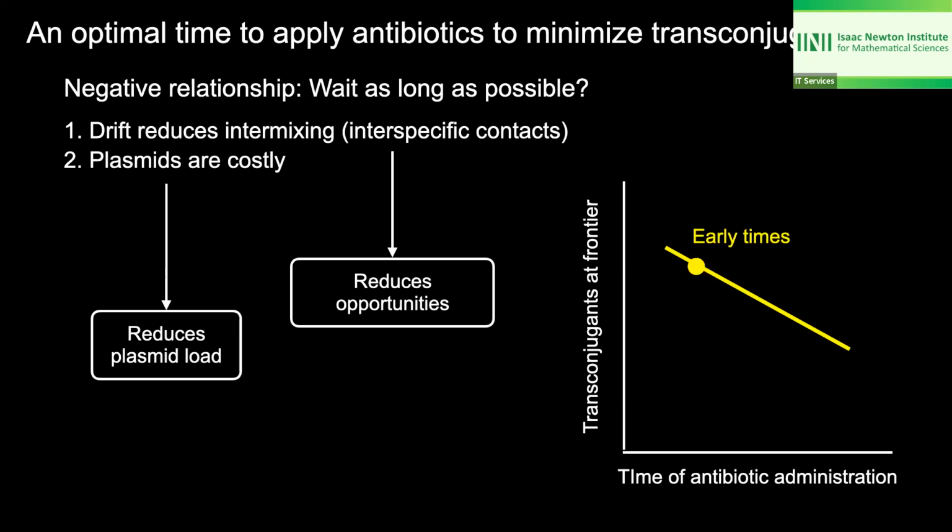So what that means is that if you apply antibiotics at early times, we expect that to maximize the number of transconjugates because you still have a lot of intermixing and you have a high plasmid load. But as you wait longer and longer, your intermixing deteriorates, your plasmid load decreases, and then if you apply antibiotics at later times, you get fewer transconjugates at the frontier. So this was our intuition.